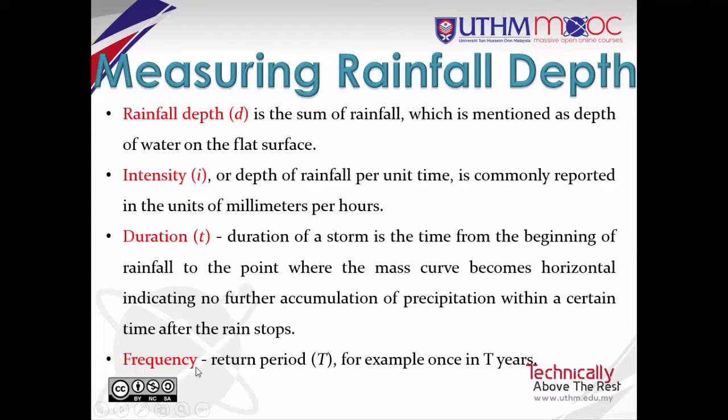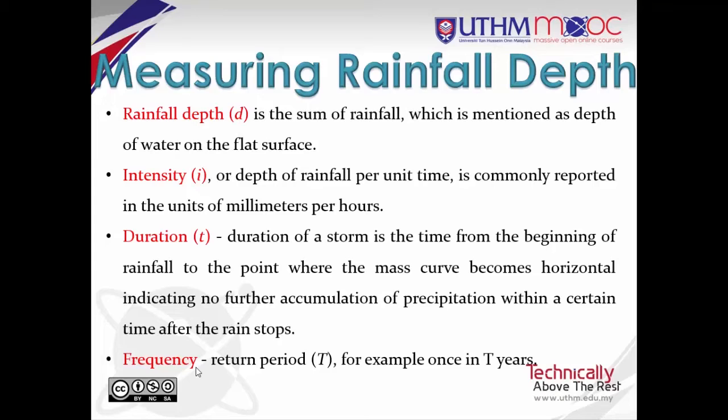The rainfall depth is the sum of rainfall, which is measured as depth of water on the flat surface. Intensity, or depth of rainfall per unit time, is commonly reported in units of millimeters per hour. Weather stations utilizing gauges that provide continuous records of rainfall can be used to obtain intensity data. These data are typically reported in either tabular or graphical form.